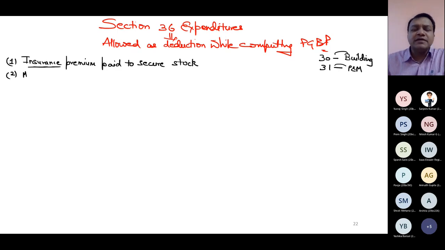The purpose behind using the word company is that you must have one picture clear in your mind: the assessee is a businessman, who can be an individual or non-individual person. So medical insurance premium paid to secure the health of employees.